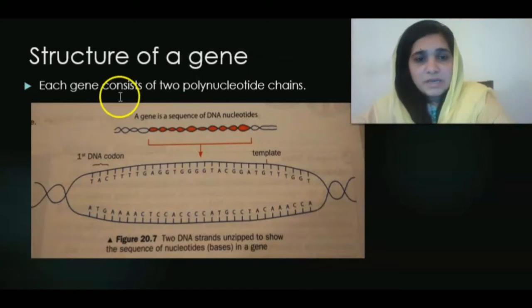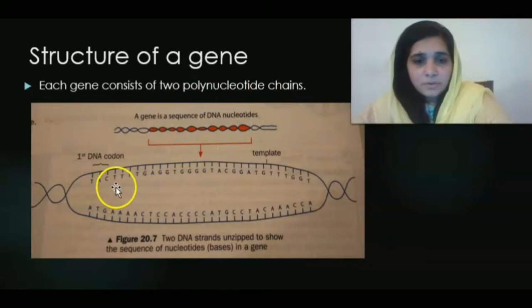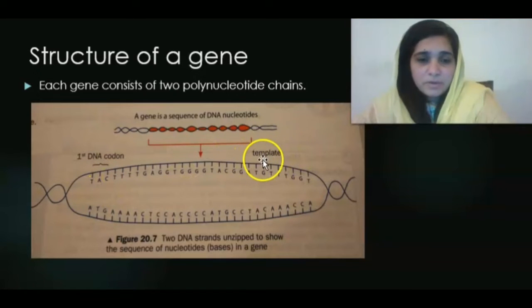Structure of a gene. Each gene consists of two polynucleotide chains. So here is a diagram that shows a DNA double helical structure. This is the orange one. This is a gene that is located on the DNA double helix. So a gene is a sequence of DNA nucleotides. If we unzip the DNA double helical structure as shown here, we can see the nitrogenous bases present on the inner side. Unzipped means we have removed the hydrogen bonds from here. This is the template strand and these are the codons. I will discuss template and codon in detail in the next slides.